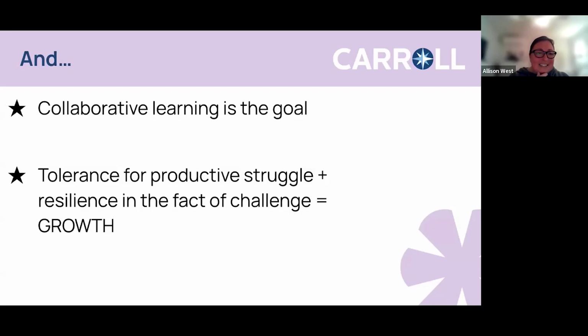But this resilience in the face of challenge, this is where that growth really happens. And so it's important for me to just continue to remind all of us that yes, the reading, the writing, the math is important, but so is helping students really manage how to be resilient and how to navigate that productive struggle. I really appreciate you listening to me for nearly 54 minutes.